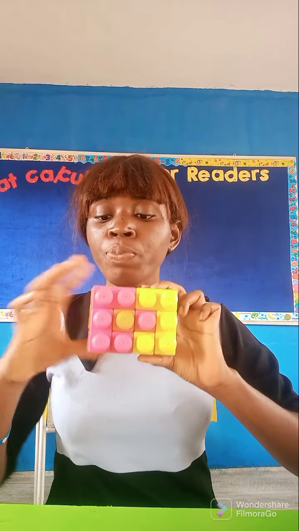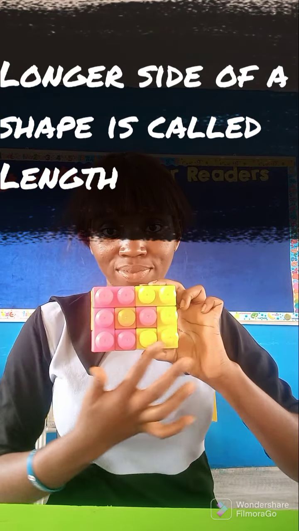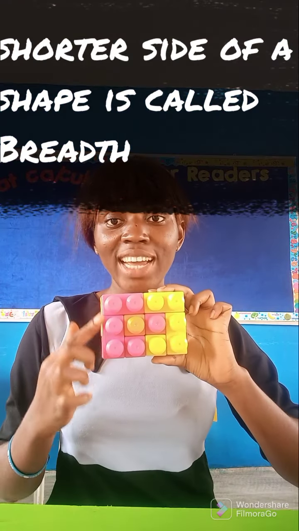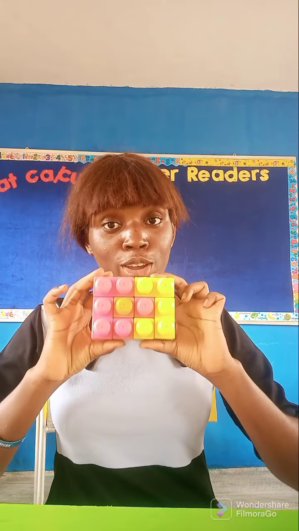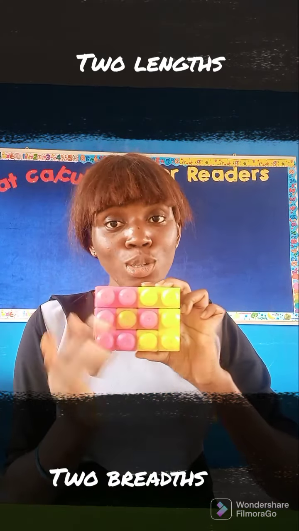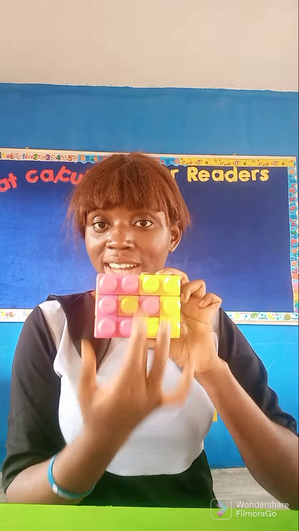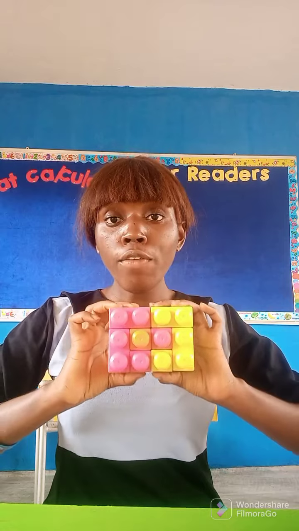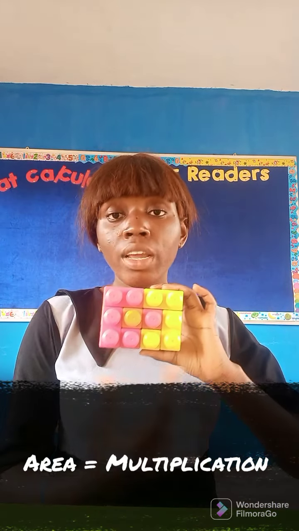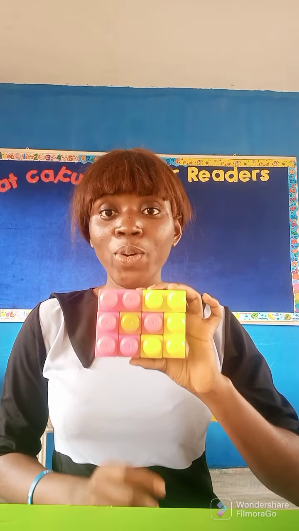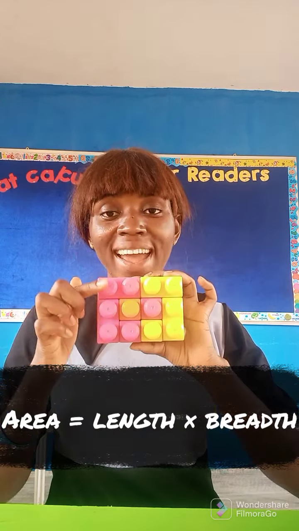Now, when you have a shape, the longer side is called the length, and the shorter side is called the breadth. Your rectangle has 2 lengths and 2 breadths. Now, to find the area of our rectangle, we are going to multiply. It's very important for you to know that area has to do with multiplication. So to get the area of our rectangle, we multiply our length by our breadth.